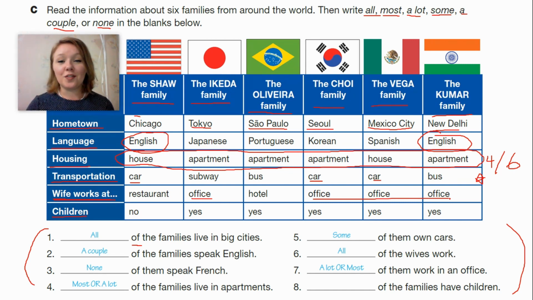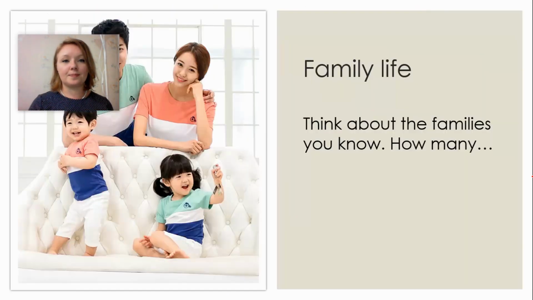And how many of the families have children? Most, right? Only the Shaw family does not have children. Everyone else does. Okay? And let's practice that pronunciation. All of, a couple of, none of, a lot of, some of, and so on. Remember that those words kind of link together like that.